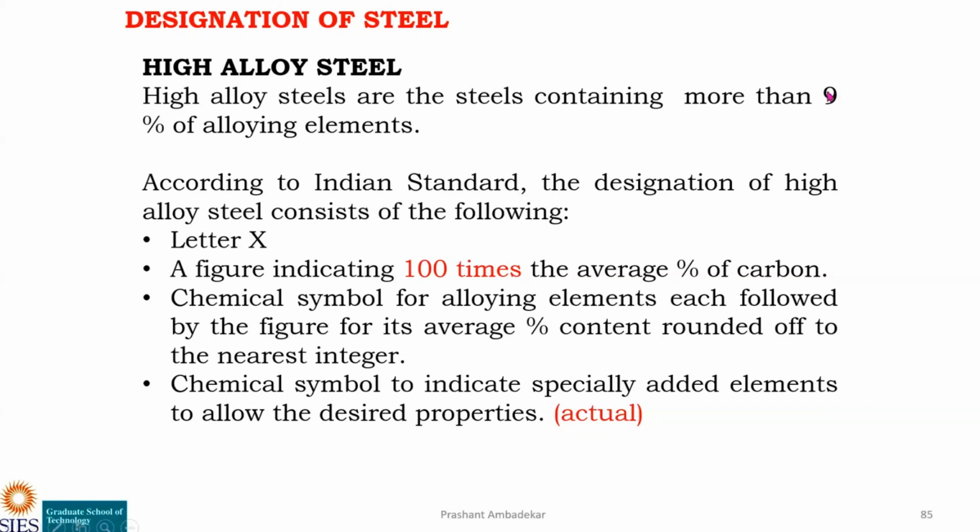So this is not a fixed number, and there is no fixed line which will distinguish between high alloy steel and medium or low alloy steel. It is just a number to indicate that it is high alloy steel. So it is not 100% ensuring that it is high alloy steel only. Sometimes it can be 8 also. There is no fixed borderline which will say that this is high alloy steel or this is low alloy steel.